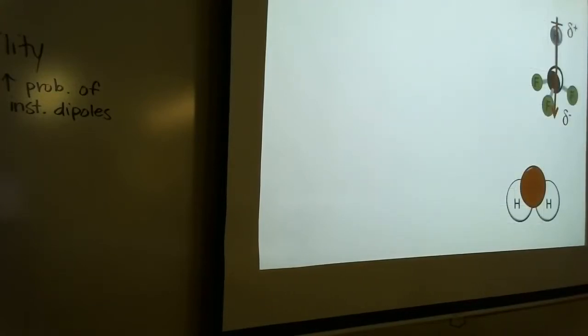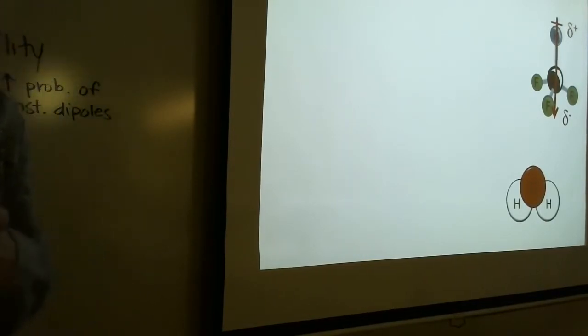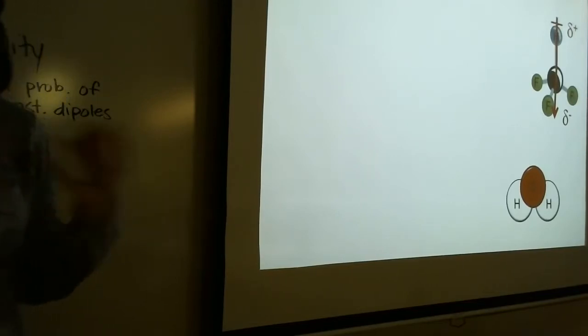All right, so that's the end of what we're going to talk about with London forces. Now we'll move on to dipole. So any polar molecule is called a dipole. Di, referring to 2, and pole, like a positive end and a negative end. So if you think about a bar magnet, that's a dipole. It's got a positive end and a negative end. If you have a polar molecule, you've got the same thing going on. You have a positive end and a negative end.